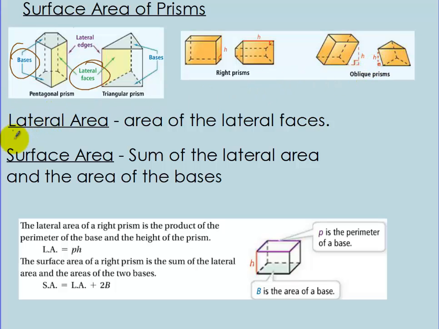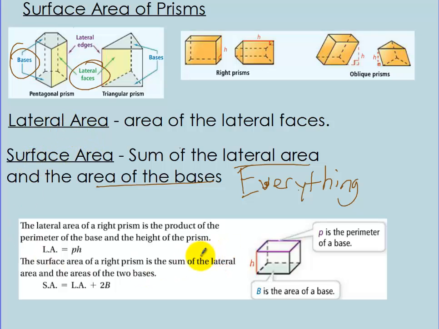Some terms you know, but lateral area and surface area, what's the difference? Lateral area is the area of the lateral faces, so that'd be like these sides of these prisms over here. The surface area is the sum of the lateral area and the area of the bases. In other words, it is everything. So if I just ask for the lateral area, that's just the sides; surface area is everything.